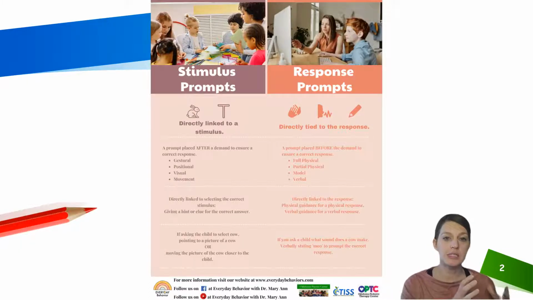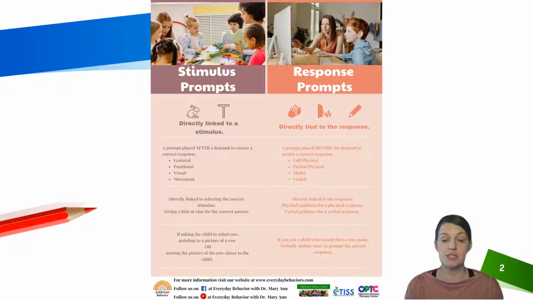So when you're looking at stimulus prompts, you might gesture towards a stimulus. You might move a stimulus closer, and this is an item, stimulus, item, same thing. So you might move an item closer. You might gesture towards what they're supposed to select. You may visually provide them a picture of or a cue of what it is that they're supposed to be looking for or selecting. Or you may move the stimulus.